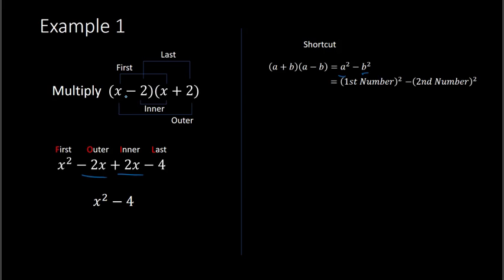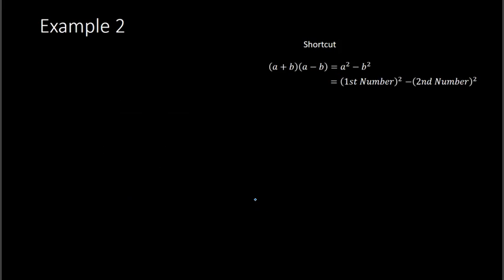So in this same example, x minus 2 times x plus 2, we see that one's plus, one's minus. If I do the first number squared, that would be x squared minus the second number squared, so minus 2 squared, which is that second term. So we have x squared minus 4, which is the same thing that I got over here. Alright, so we're going to try to get used to that shortcut. Here we have 3x minus 4 times 3x plus 4.